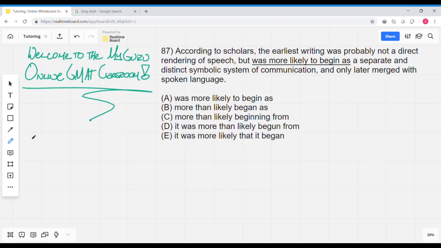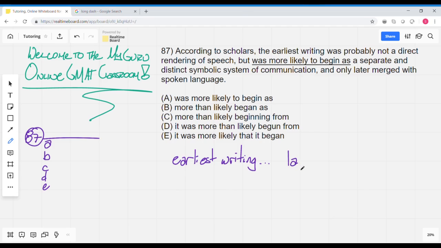So as always, we're going to begin by writing out the question number and the answer choices to facilitate process of elimination, along with a line where we will put the error if we identify it as it's written. So let's pretend that this time we don't see what the error is as it's written. We know that we're talking about the earliest writing and that it later merged. So if there's past tense here, we need past tense prior.